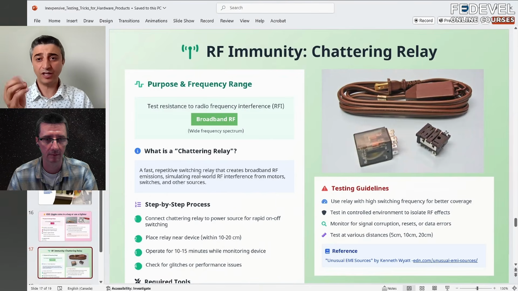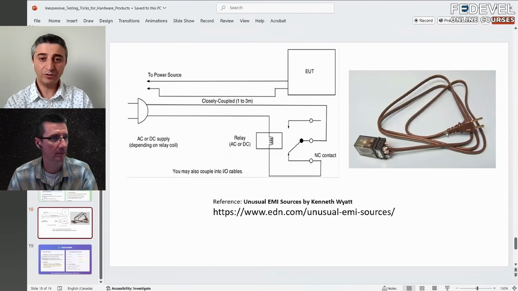A chattering relay is a relay that is connected in a particular way. You apply the AC to the relay. Maybe I'll show you the circuit. So this is how the circuit looks. This is your relay. You apply it to one coil. The other side of the coil is connected to the normally closed contact, and the other input goes to the normal. Once this is energized, it will open.